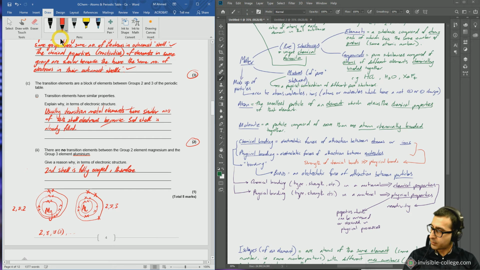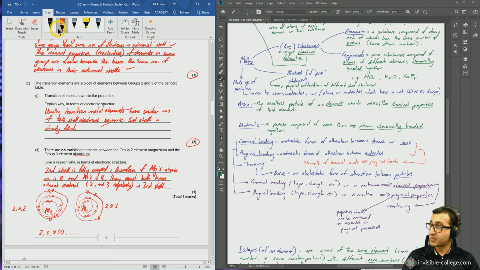Therefore, if magnesium's atomic number is 12 and aluminium's is 13, they must both have outermost electrons in the third shell, so 2 in the case of magnesium and 3 respectively in the case of aluminium. So this is the explanation.